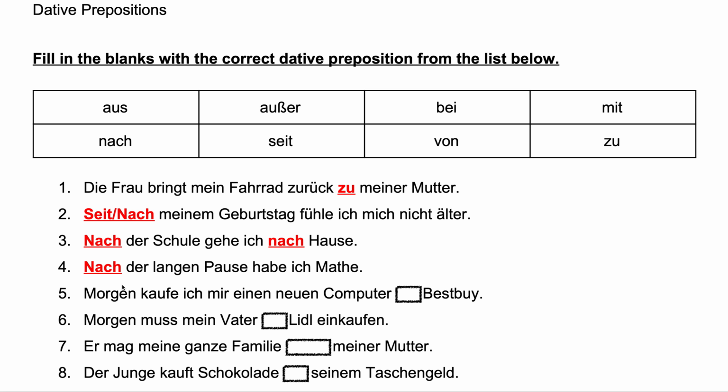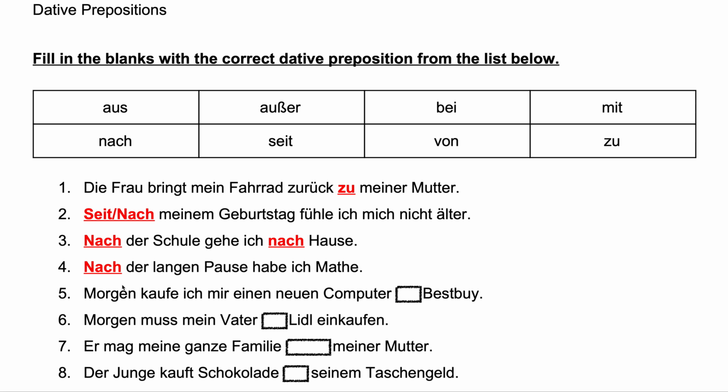Nummer 5. Morgen kaufe ich mir einen neuen Computer, blank Best Buy. First of all, don't buy your computer from Best Buy. It's probably not the best deal you can get. Just buy it online. Second of all, here we have tomorrow I buy myself a new computer, something Best Buy.